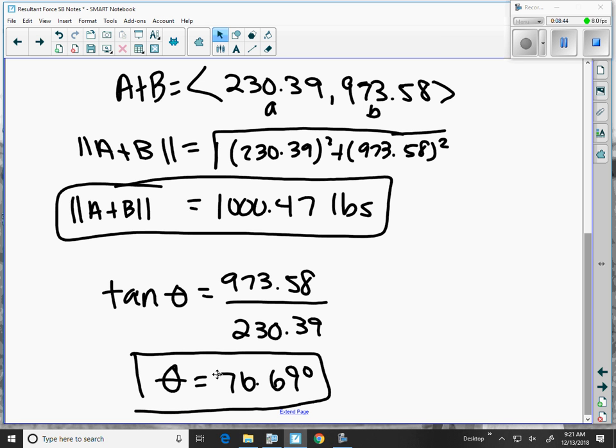Okay, so if it asks for the component form, you would have left it up here. But it asks for the magnitude and the direction. So you need to do that direction angle as well. Okay, question for me?